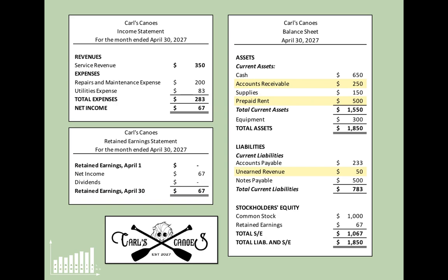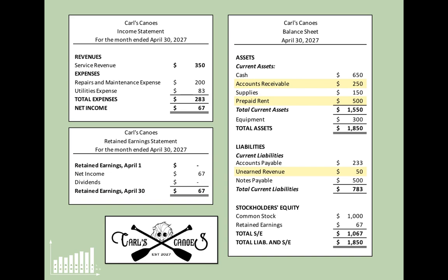We have income statement for the month ended April 30th, 2027. Revenues of $350. Expenses of $283, the repairs and maintenance expense, utilities expense. And so we have net income or profit, right, of $67. So our profit figure for this month of April is $67. The retained earnings, then as of April 1st, we had none. We didn't have any earnings from before yet. And so our net income of $67, less the dividends, which we didn't have any, leaves us with retained earnings of $67.